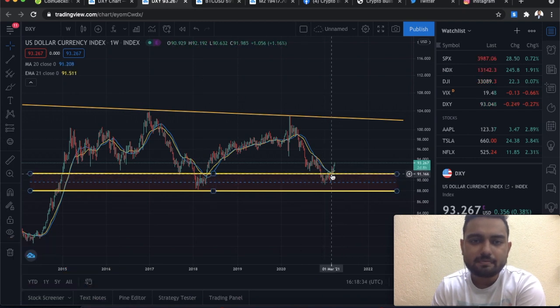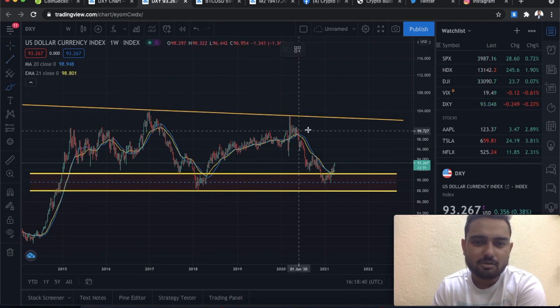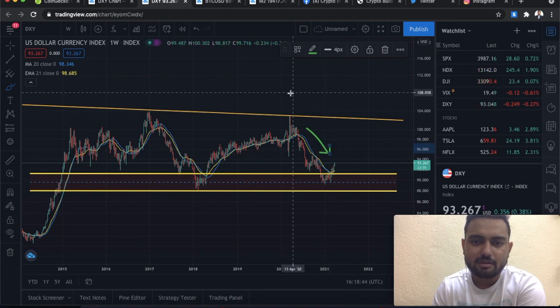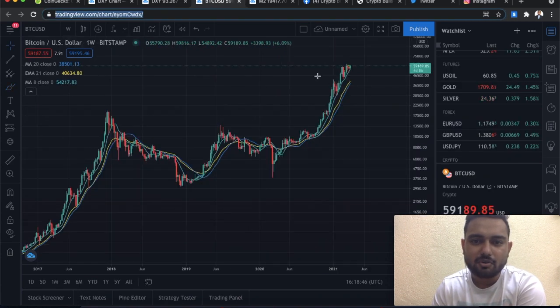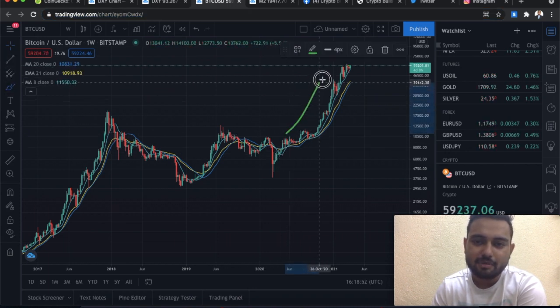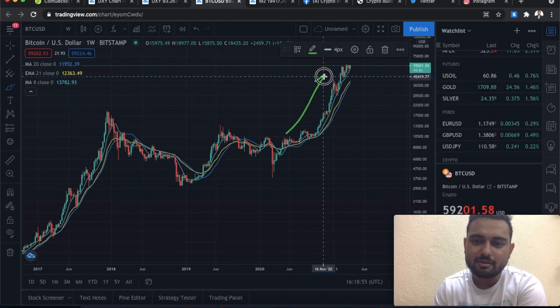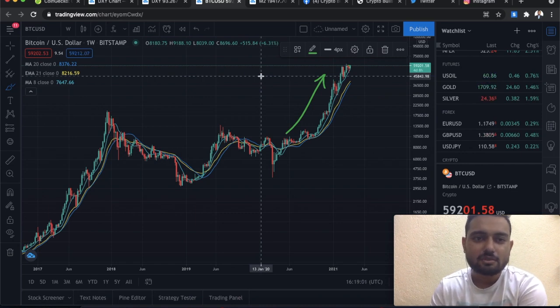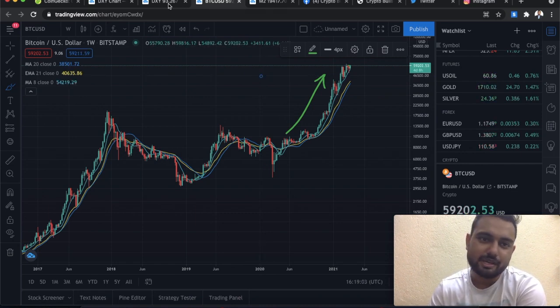Okay, now where did Bitcoin go? So basically if we are to mark something, so this actually went down, right? Okay, where did Bitcoin go? Bitcoin after this coronavirus time actually went up, right? So 2020, 2021 beginning, we find there's an inverse correlation.